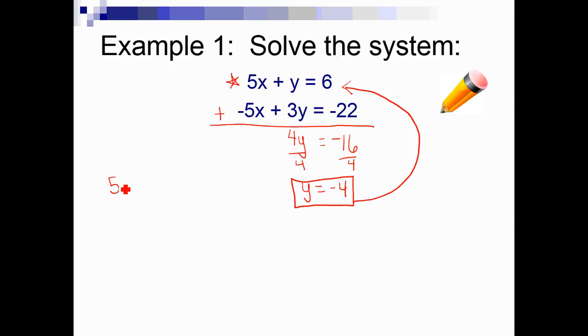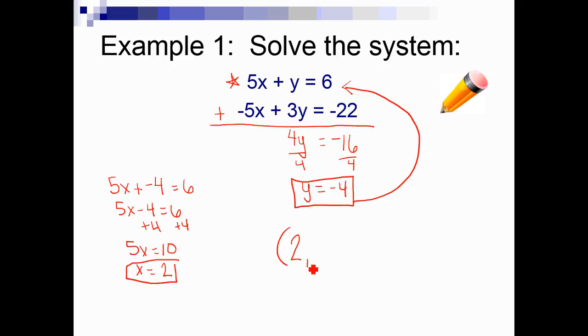So I'm going to plug that y value into this top equation here so that I can solve for the x. So it would look like 5x plus y value, negative 4, equals 6. So that's really like 5x minus 4 equals 6. I'll go ahead and add the 4. So I'd have 5x equals 10. So x would be 2 if you divide. So these are my two numbers I need. So my coordinate is 2, negative 4. That's the point of intersection for those two lines. See, that's not so bad.